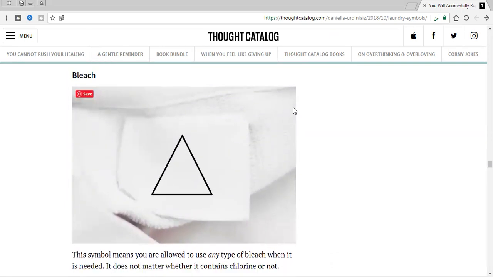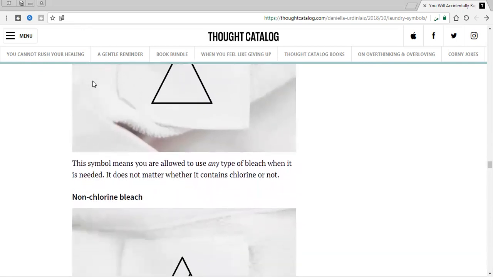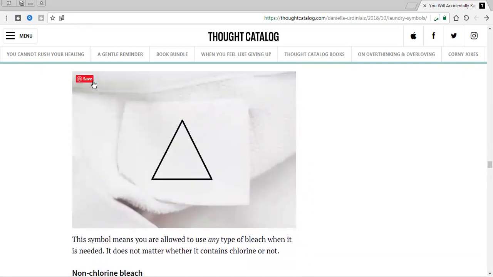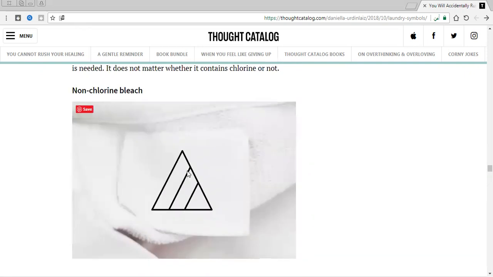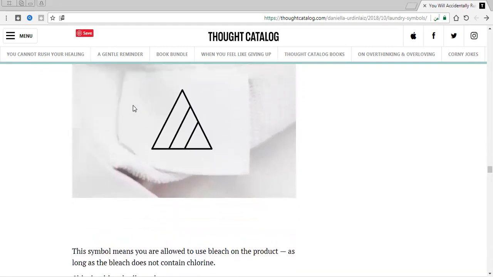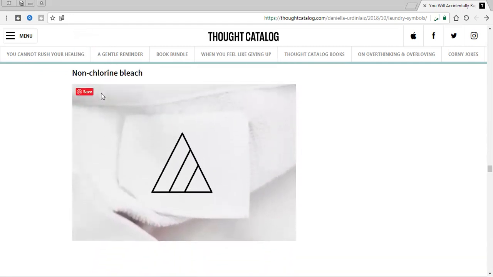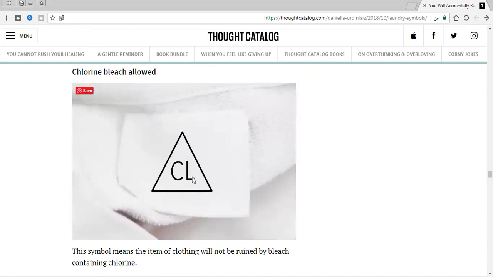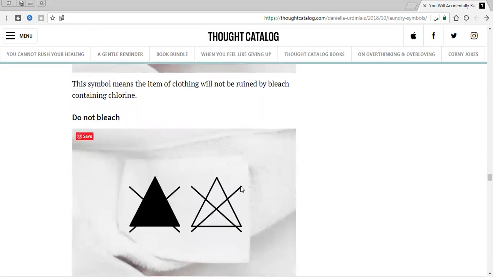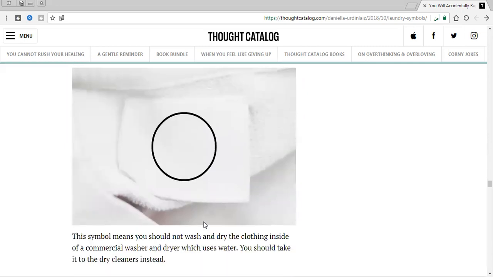Now this triangle means bleach. Bleach is allowed. Now if we have two lines in this shape, it means non-chlorine bleach. But if we have Cl, which is short for chlorine, it means chlorine bleach is allowed, while a cross means don't bleach.